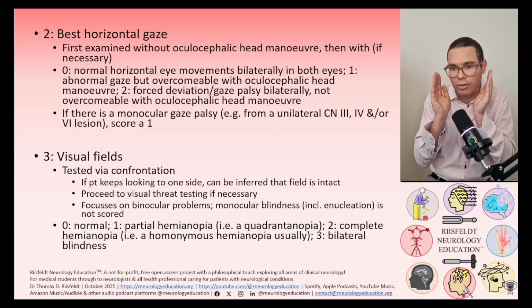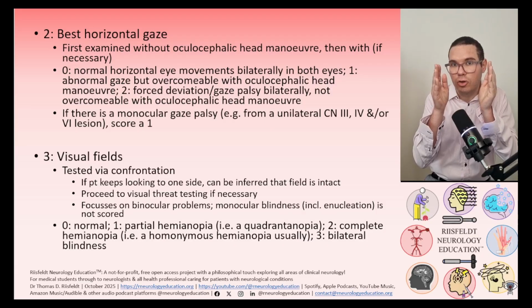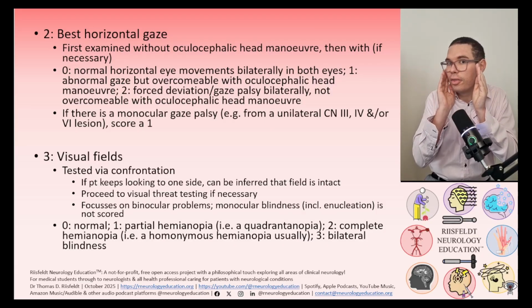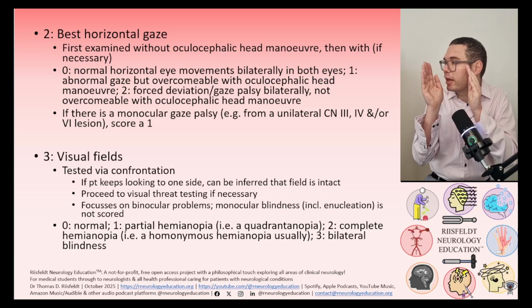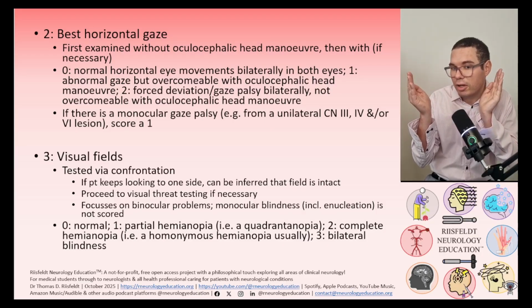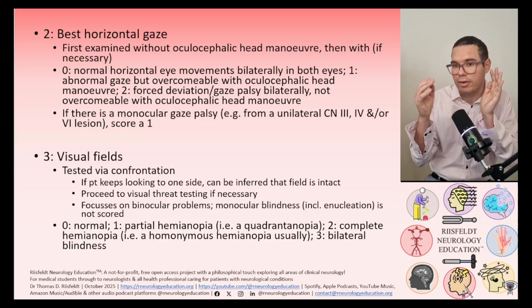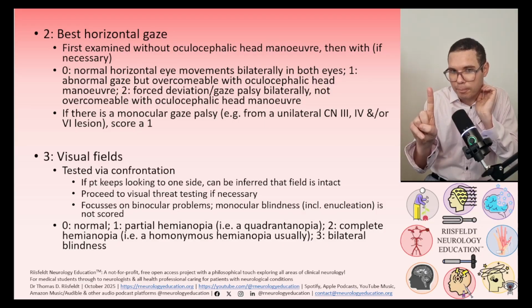And if the patient's eyes are able to remain fixated on your nose, what that means is the eyes point in a different direction to the head, so they're actually pointing at your nose and deviating to the side, then they don't have a forced gaze palsy. It's overcomable because with this head reflex testing, their eyes are able to move to the side. So that would be scored a 1 in the NIHSS.